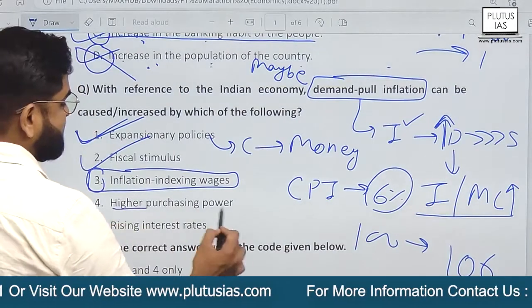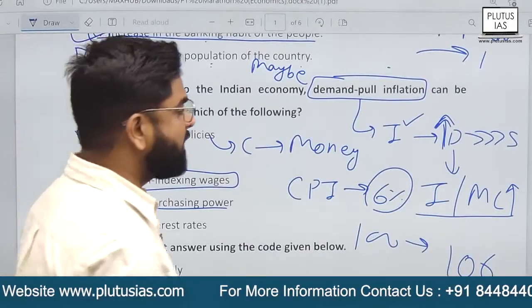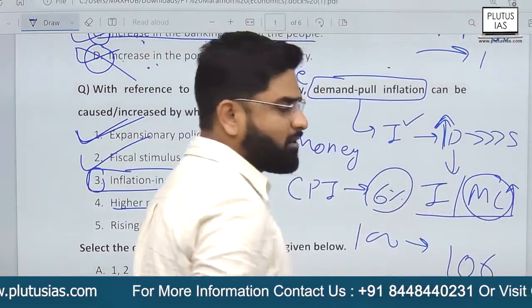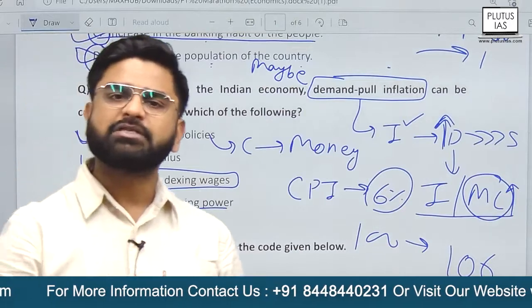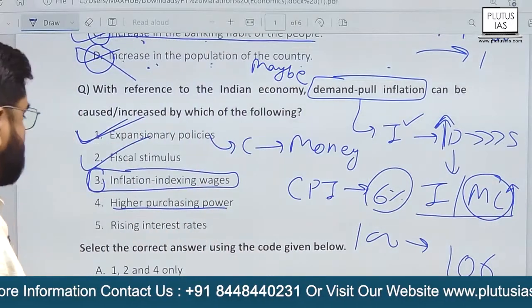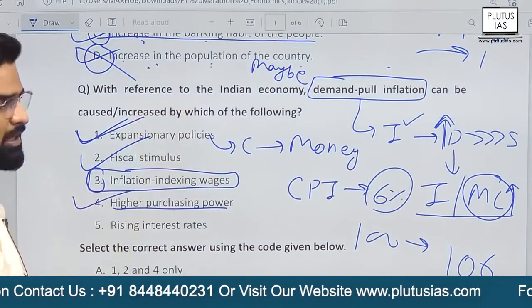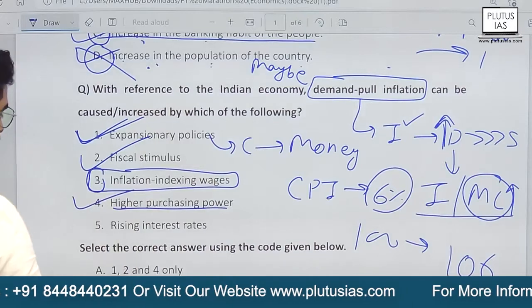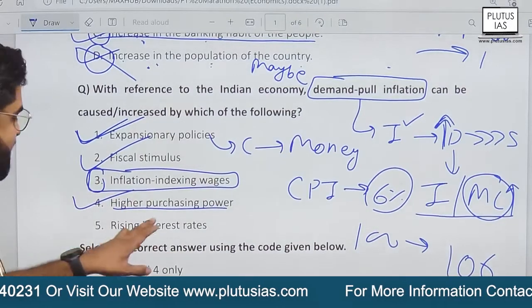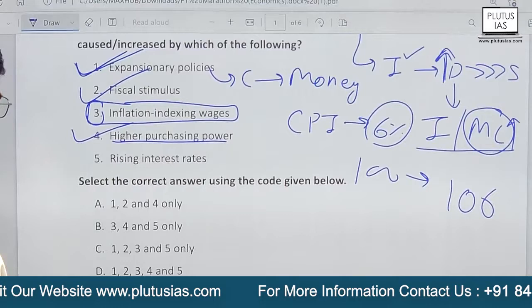Next, higher purchasing power. Common sense. Purchasing power means more money left with you. The more money you have, the more the purchasing power, the more the demand, the more the inflation. So this statement is also absolutely correct. Now let's see the options, then we will look at the last statement.